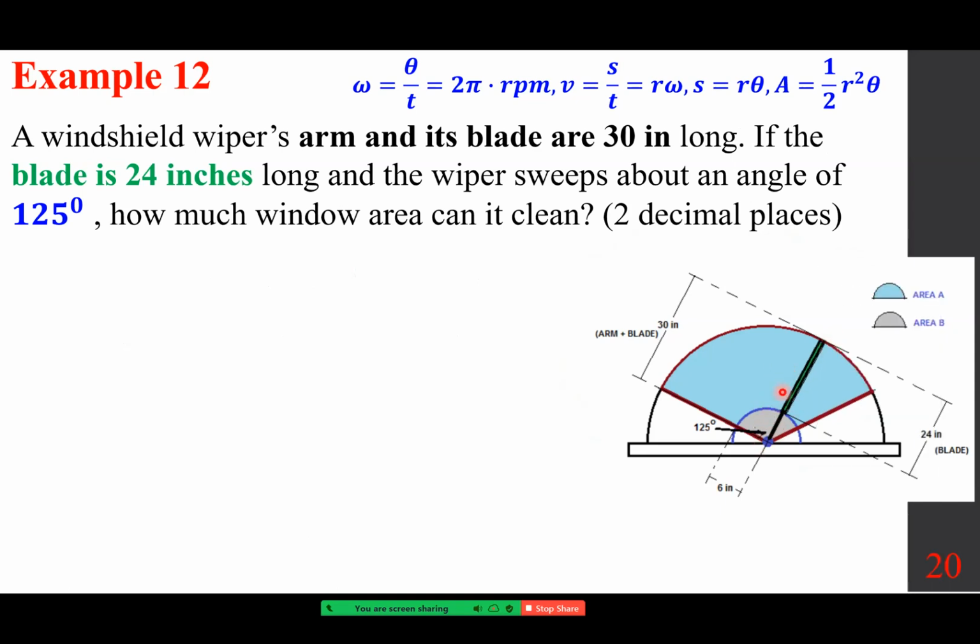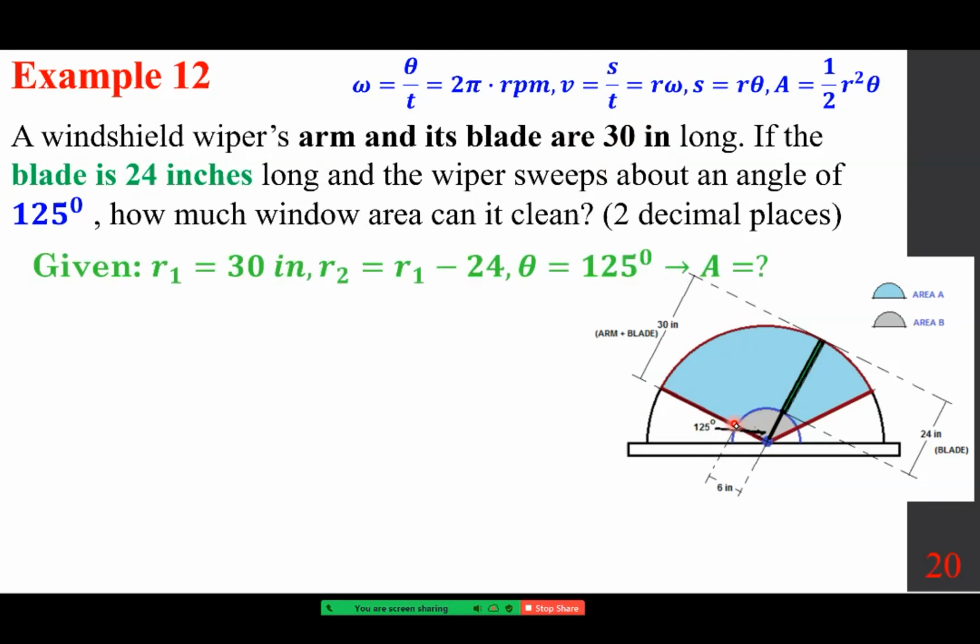So here's the whole thing, the wiper. This portion of it is the arm, and this portion of it is the blade that actually cleans up. That's why this portion shows the windows and this portion doesn't. So all we have to do, calculate the area of the sector with the radius being the whole thing, which is 30 inches. And then calculate the area of the sector, the gray region, with this being the radius, which is 30 minus 24, or 6. And their difference is what we are interested in.